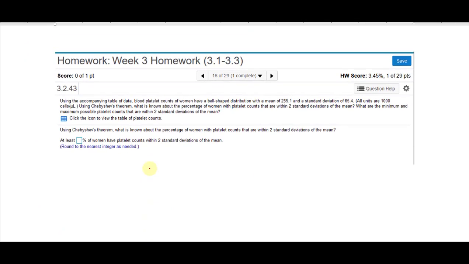Now, problem 16. According to the data, again, the blood counts of women, we have the bell shape, right? This is the bell shape. Now, we have the mean, which is 255.1, and the standard deviation is also given here.